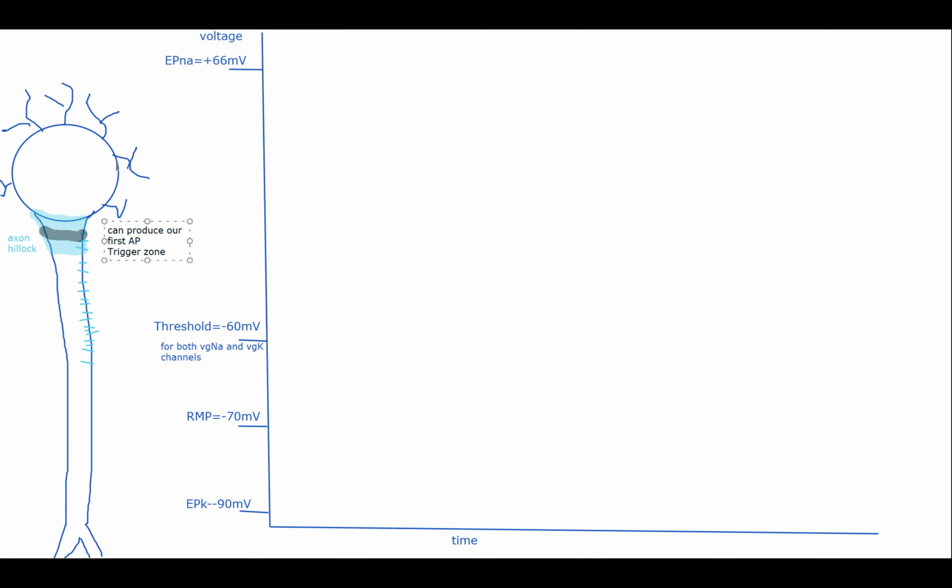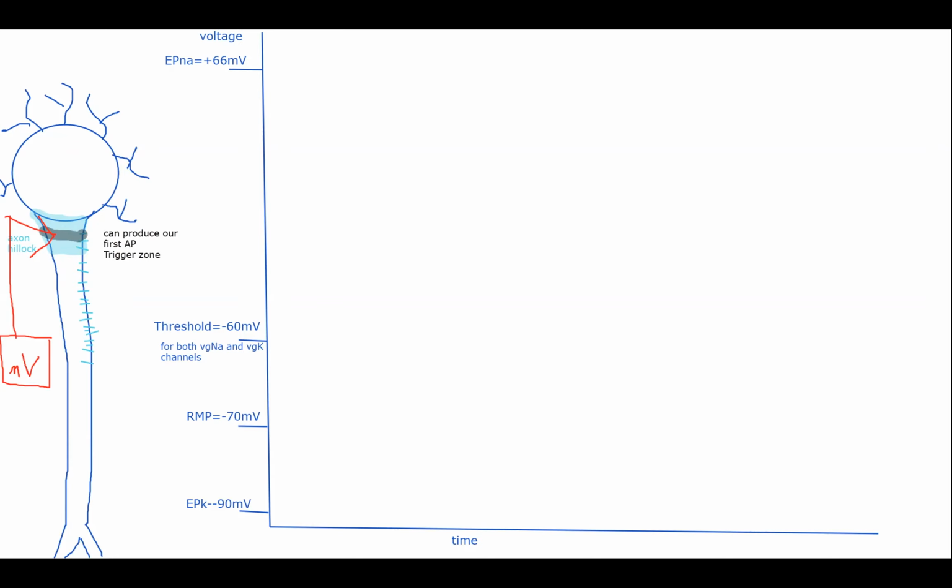Excellent. So what we're actually measuring here is like if we had a voltmeter where we basically put this voltmeter right here in the axon hillock and we were measuring voltage changes. This is basically what we're doing. We're measuring the voltage changes that are happening in this cell just at this one location, just in the axon hillock, just at this trigger zone.